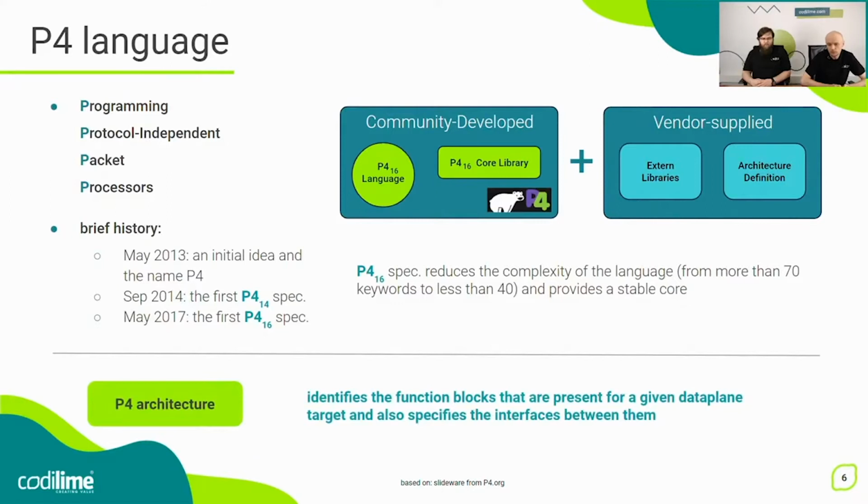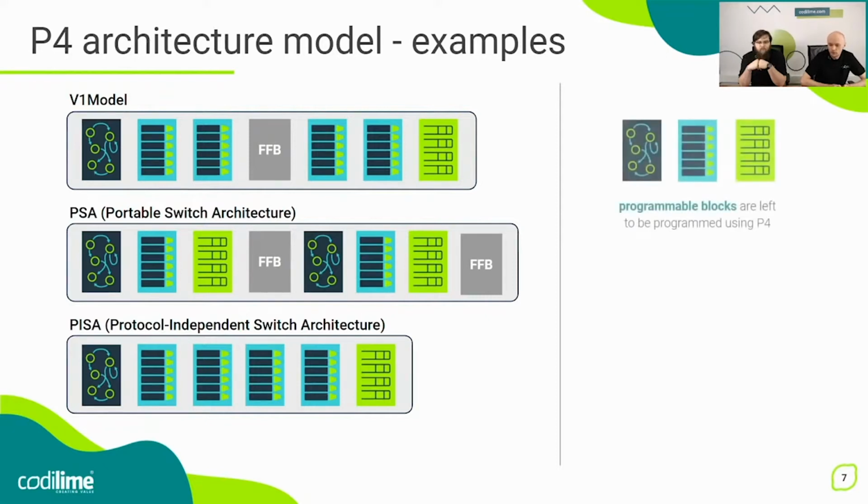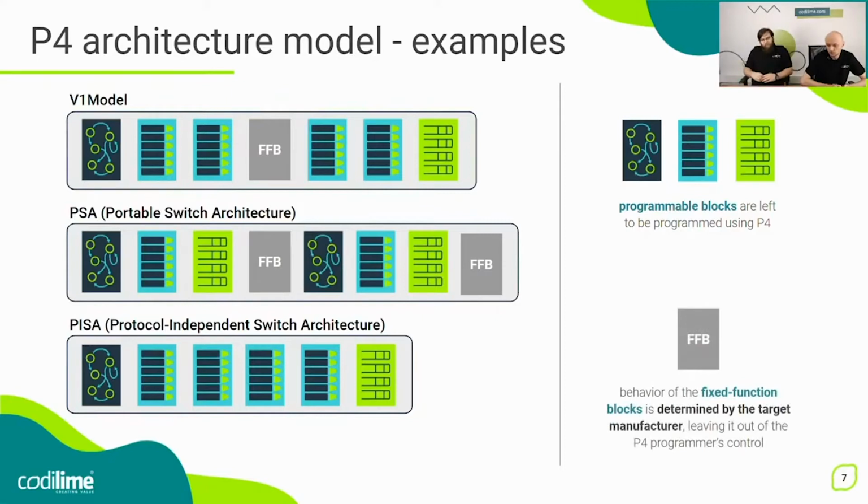What is very important is that P4-16 specification introduces the so-called architecture model, which defines all existing function blocks for a given data plane. And here on the slide, you can find different examples of architecture models. In general, all those models define a so-called pipeline. Their incoming packets will be processed within, and such a pipeline contains different blocks. Some of them will be fully programmable, and these are called programmable blocks. And some will be fixed functions, meaning that P4 programmers will not have any control over them.